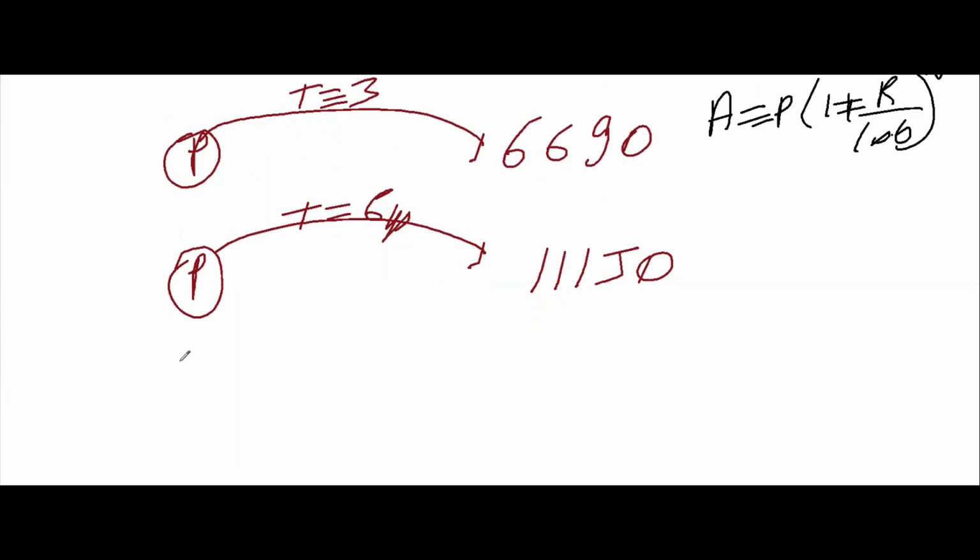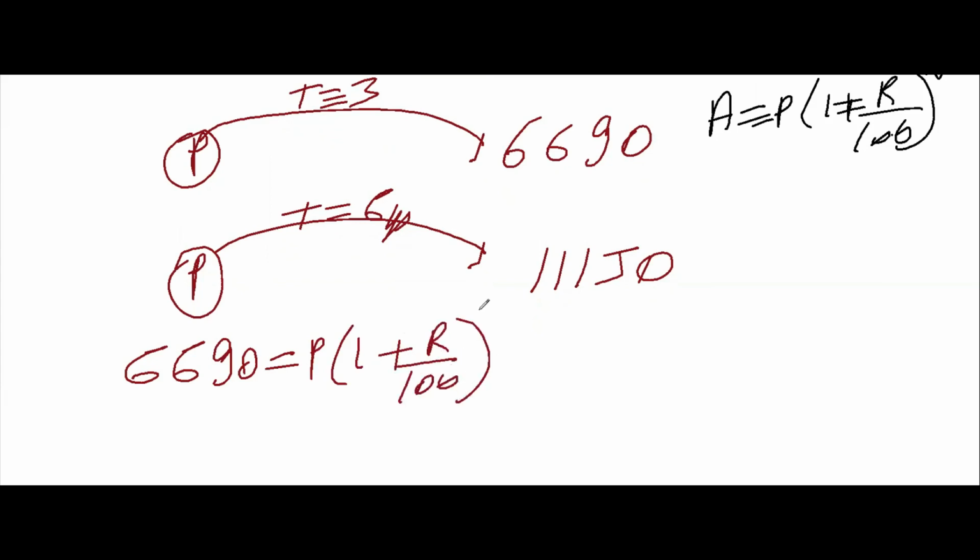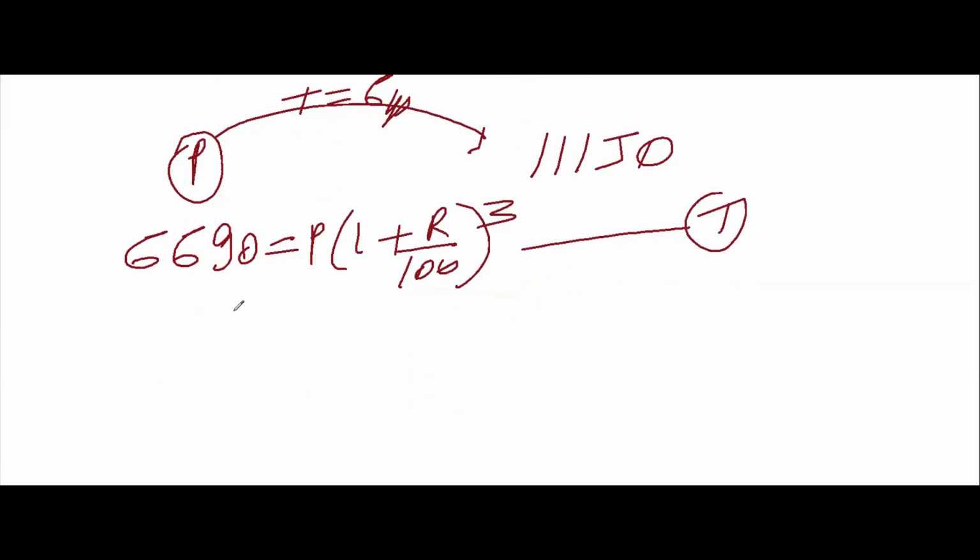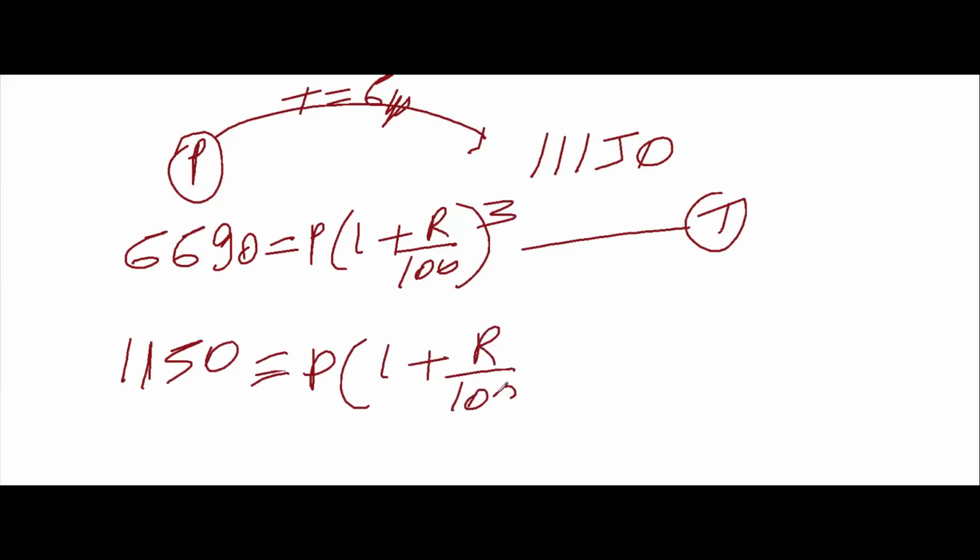First equation will be 6690, this is the amount, is equal to P(1 plus R upon 100) whole to the power of 3. This is your equation number 1. Now the second equation will be 11150 is equal to P(1 plus R upon 100) whole to the power of 6. This is your equation number 2.